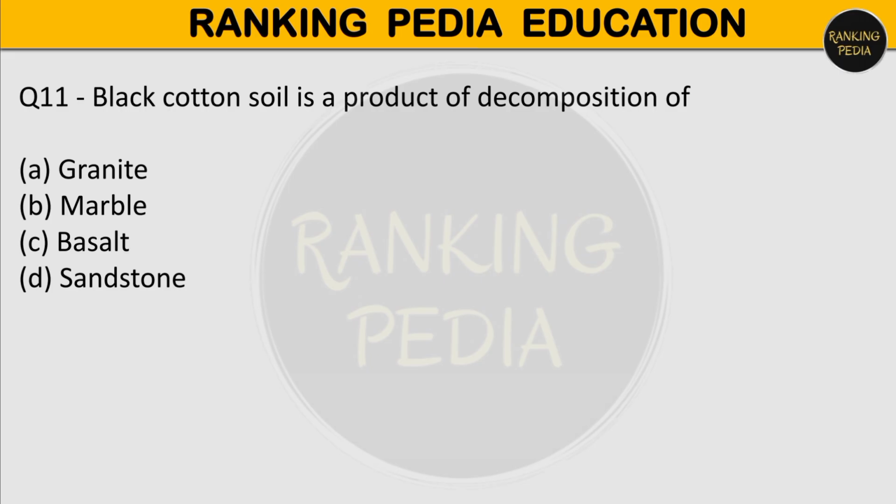Next question is, black cotton soil is a product of decomposition of, your options are granite, marble, basalt, or sandstone. So the black cotton soil is a product of decomposition of basalt. That is option number C is correct.